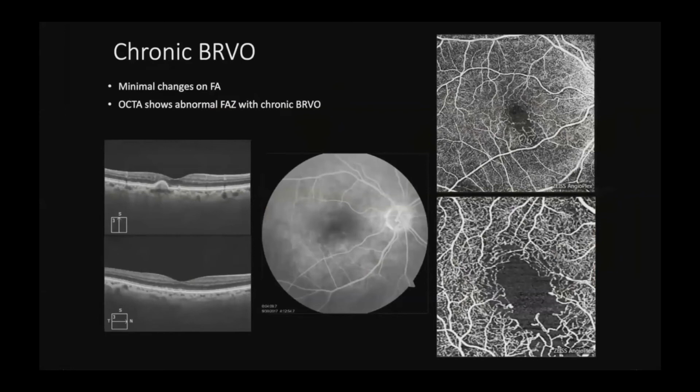Vascular occlusions of the vein can also be followed closely. OCT angiography can be especially helpful in more chronic forms. Here you can see the fluorescein shows few changes, but on OCT angiography, we're able to see the abnormal foveolar vascular zone responsible for this patient's vision changes.